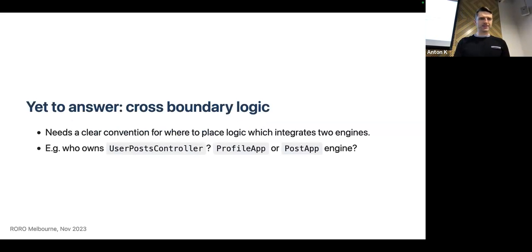So there's one question that I'm still yet to figure out for myself, which is where to put code. For example, let's say you have a profile application and a blog posts application, and they deal with different concerns, but on the profile you will have a list of posts. The question is where that logic, let's say a post controller, should go. Should it go to the profile app, or the post app? Because it's kind of in between.